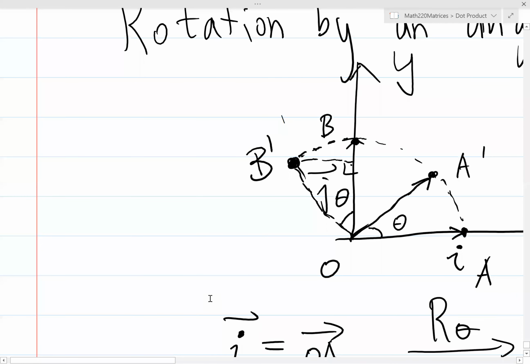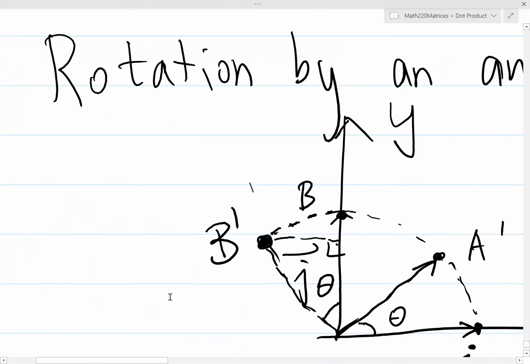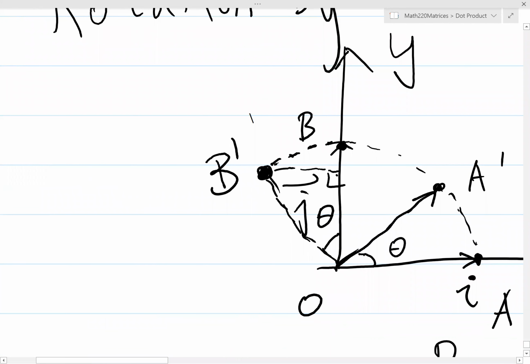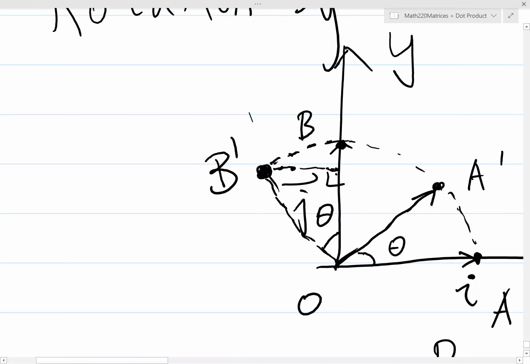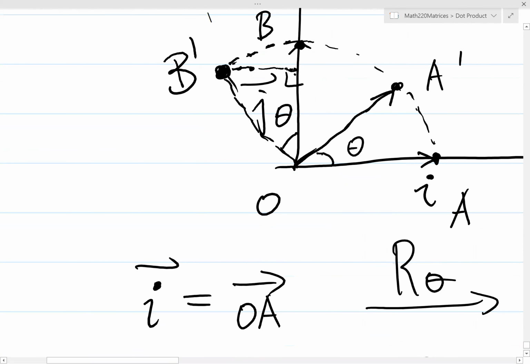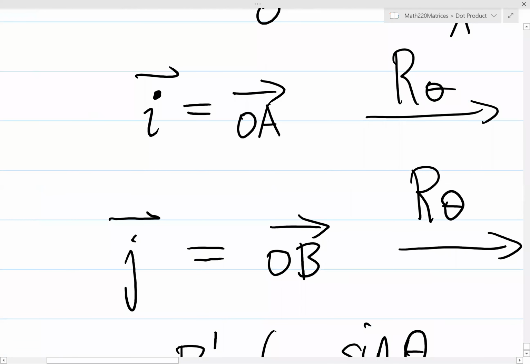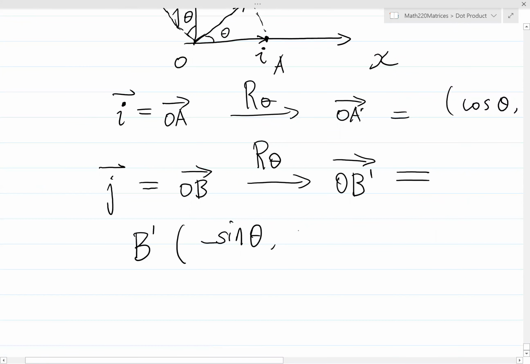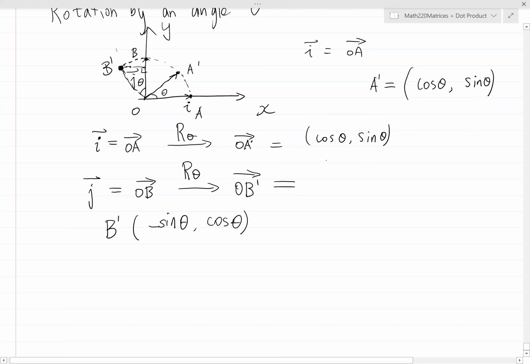Solve this picture. The hypotenuse is OB prime, which is 1. Then you can find the x coordinate and y coordinate of B prime. So solving this triangle, you find the x coordinate is negative sine theta, the y coordinate is cosine theta. Then the vector OB prime is negative sine theta, cosine theta.